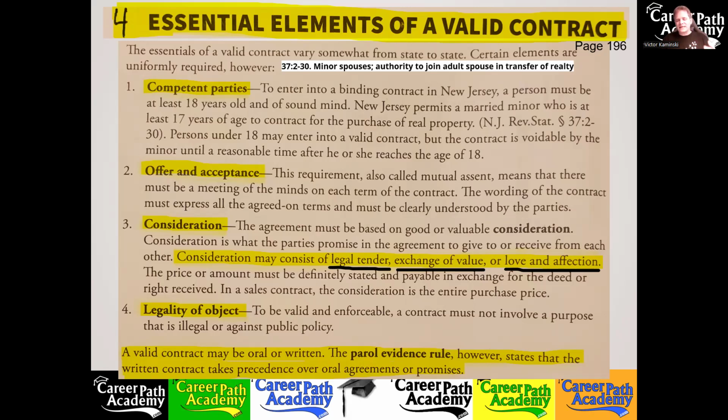However, New Jersey did allow people, I think, as young as 16 with parental consent to get married. Well, that was done away with. No more. You can't be married in New Jersey unless you're 18 years of age.